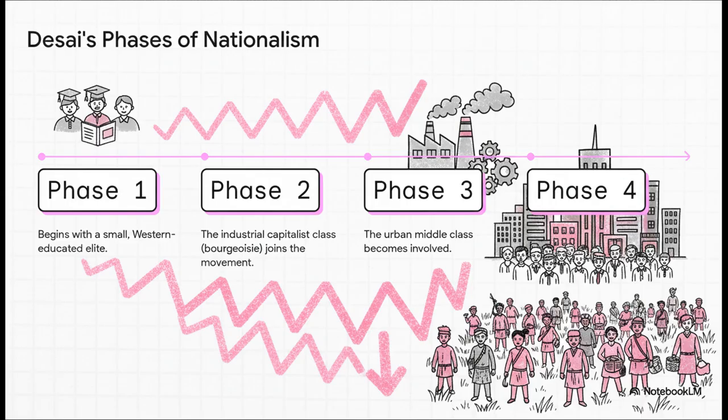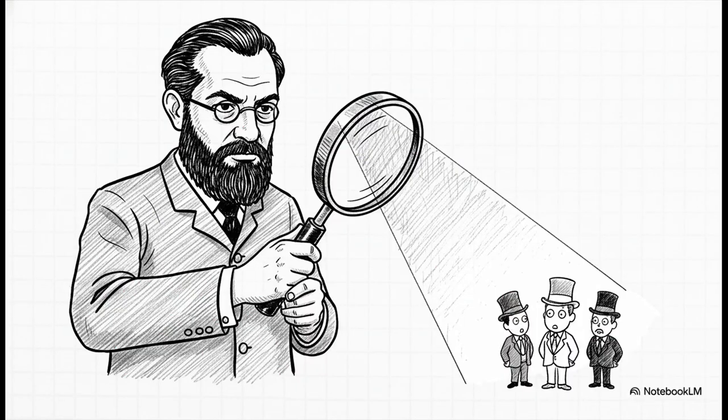And only in the very final phase did it finally reach the massive peasant population. It was a slow percolation, from the top all the way down to the bottom. But not everyone was buying this neat top-down model. Let's turn to our next thinker, R.